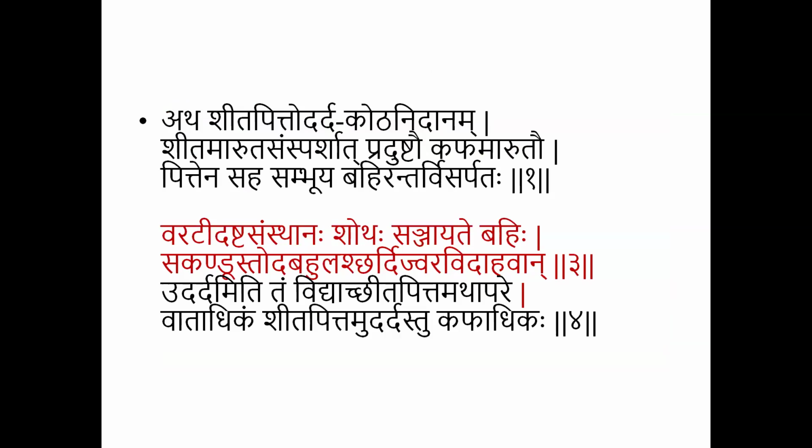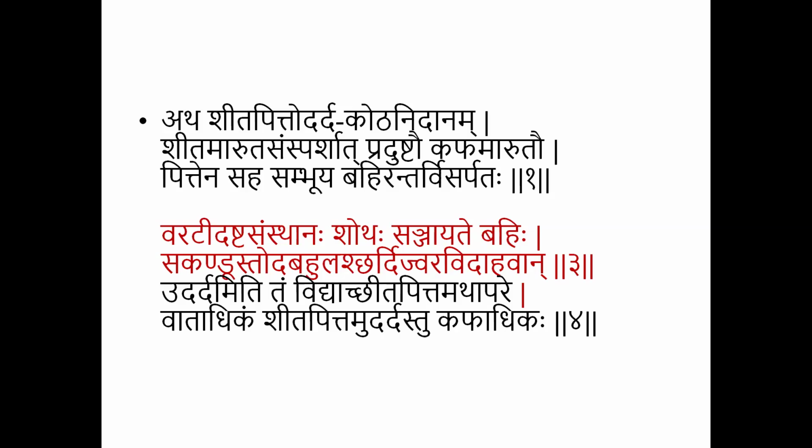Atha Sheetapitta Udarda Kotha Nidana. While explaining the Sheetapitta Udarda Kotha Nidana in Madhava Nidana: Sheeta maruta sparshat, pradushto kapha-maruto, pittena saha sampruktaha, bahirantar visarpata. Manifestation, symptom: Varati dashta samsthana shotha sanjayate bahihi, sakandu toda bahula chardi jwara vidahavan. In Sheetapitta, Udarda and Kotha, the nidanas are explained. Actually, these are triggering factors.